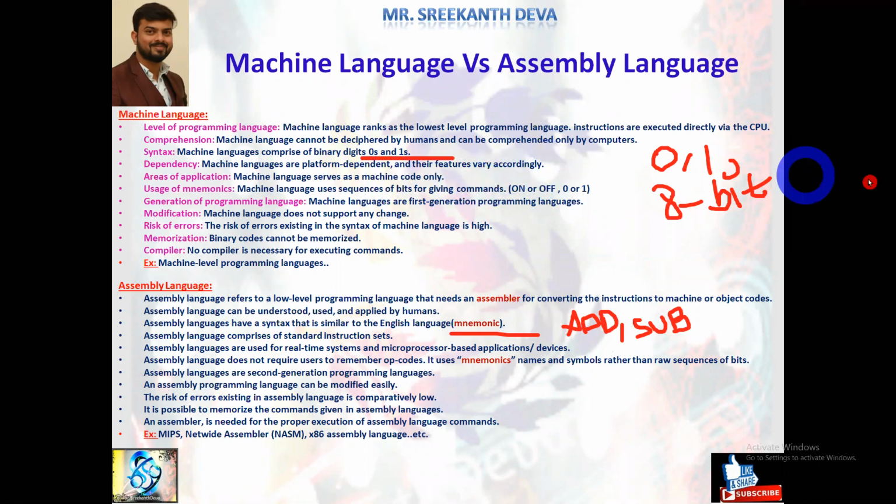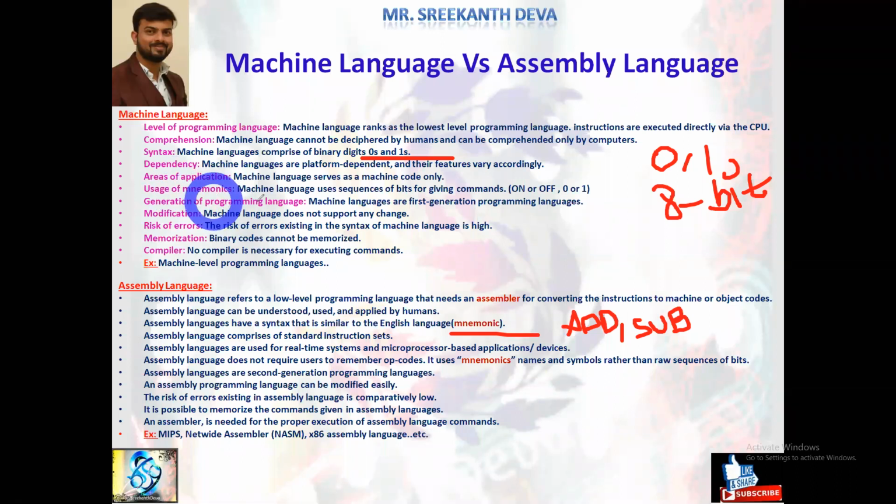Dependency: machine languages are platform dependent and their features vary accordingly. Why? Because here it is completely architecture dependent, machine dependent. But assembly language comprises standard instruction sets. Areas of application: machine languages serve as machine code only, but assembly languages are used for real-time systems and microprocessor based applications or devices.